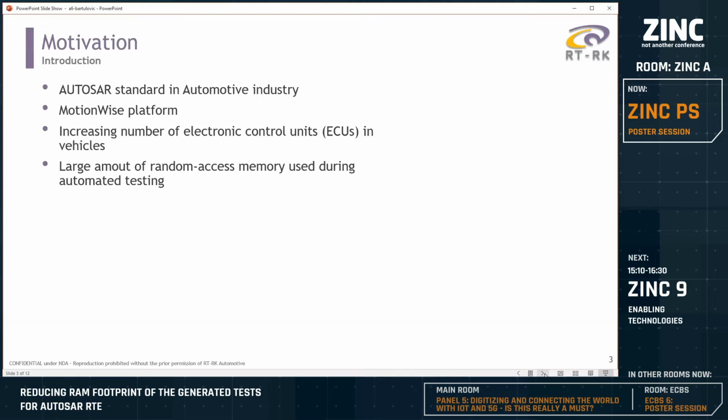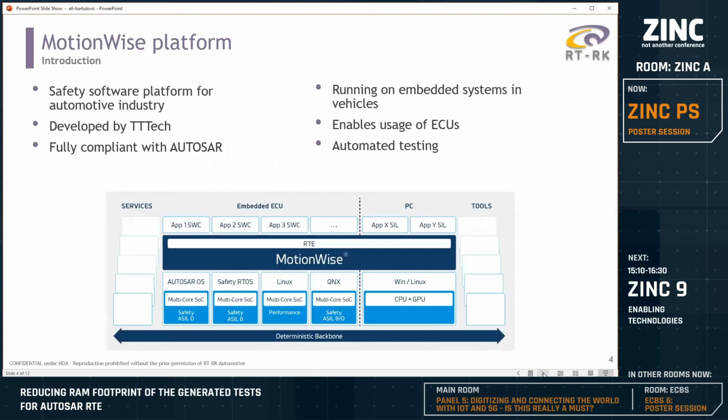MotionWise platform is a software platform which controls a large number of ECUs inside vehicles, and for it to communicate and work correctly, automated testing is conducted. Something about the MotionWise platform: it is a safety software platform developed by TT Tech, fully compliant with AUTOSAR, and it runs inside embedded systems in vehicles and enables communication between ECUs. Testing this platform is done with automated testing.